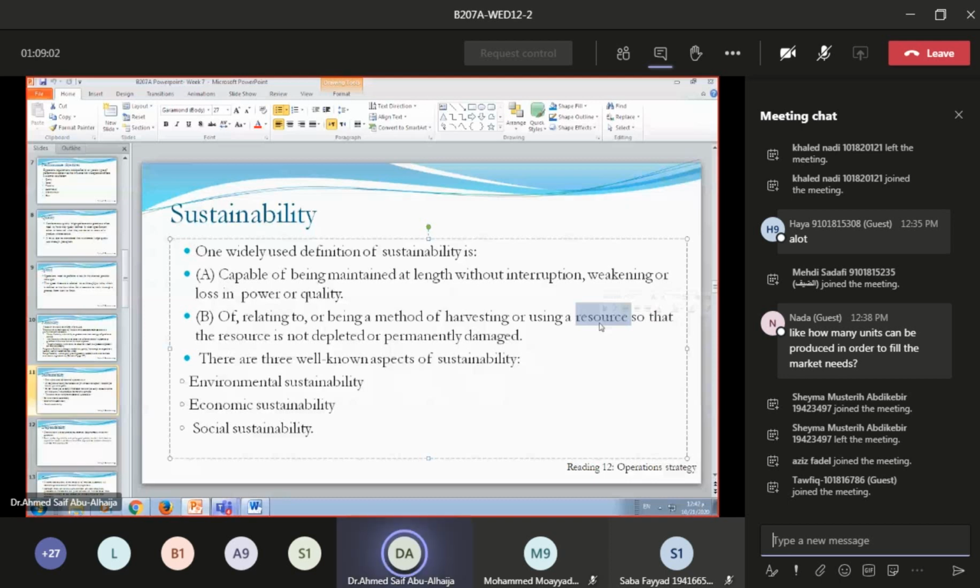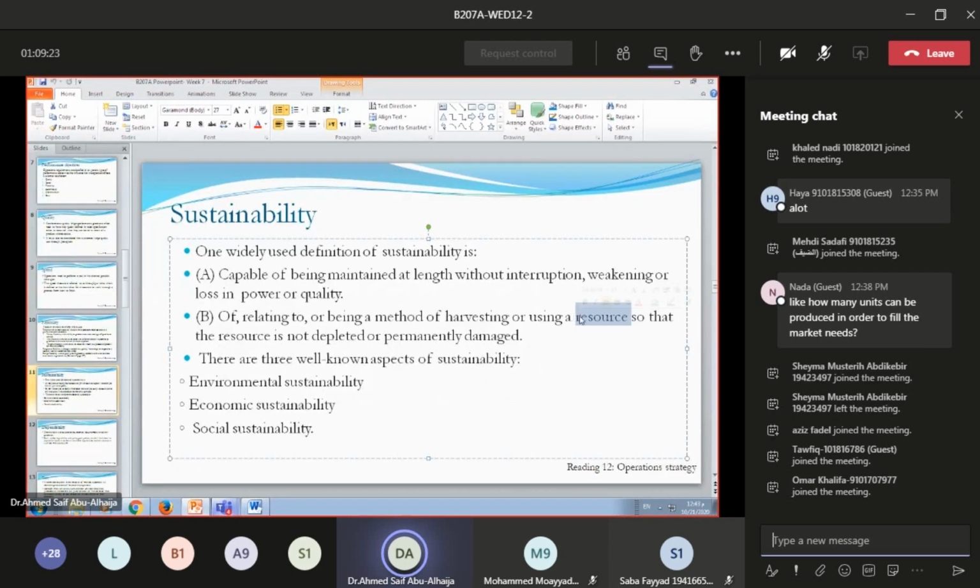Yeah, okay. So Saba said, yeah. So pizza, let's talk about pizza in this case. Okay, let's now read the definition again. Relating to or being a method of harvesting or using a resource so that the resource is not depleted or permanently damaged. If we need to produce a pizza, what we need mainly?